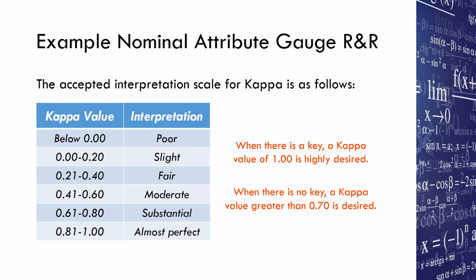There are going to be very rare cases in an attribute agreement analysis for nominal data where you don't have a key. And the general guideline is that a kappa value of greater than 0.7 is desired. And like I said, this is not as critical because there is no known right or wrong answer. So you have to give a little bit more leeway in the amount of agreement that you're going to have.